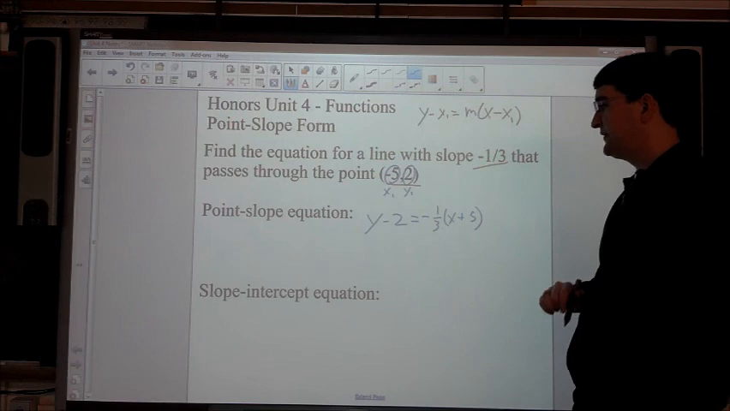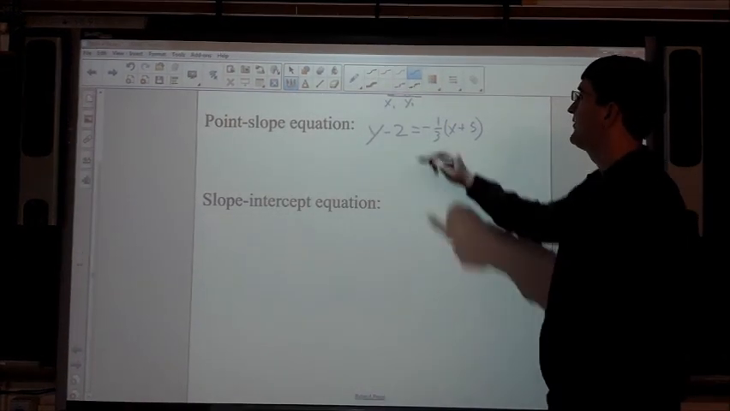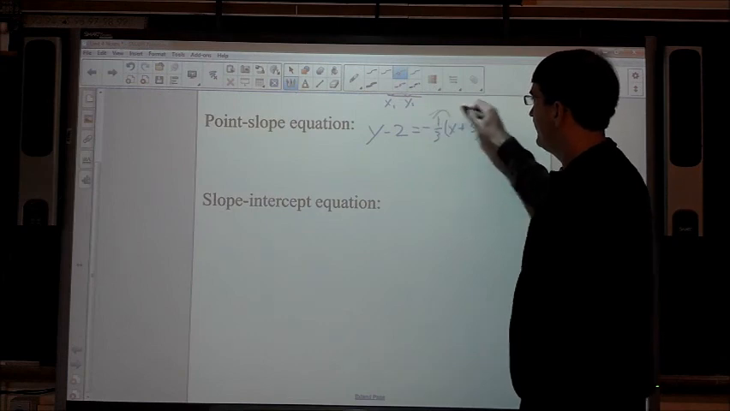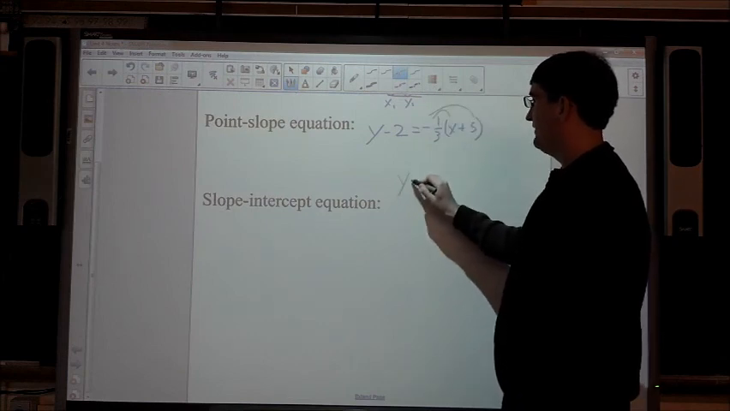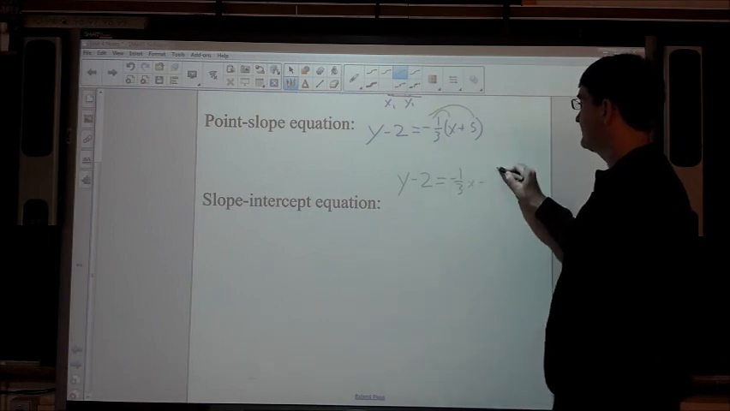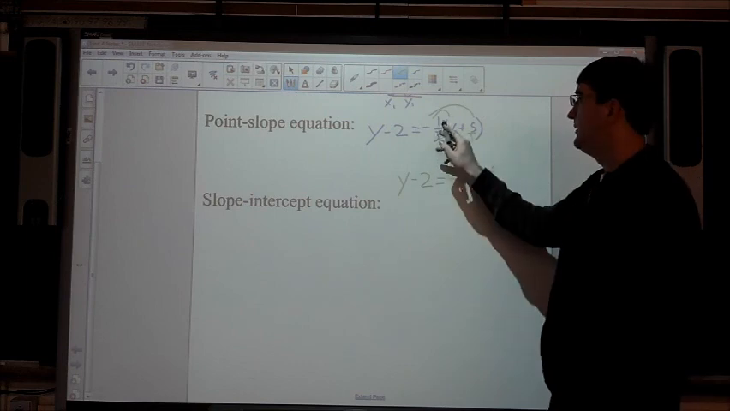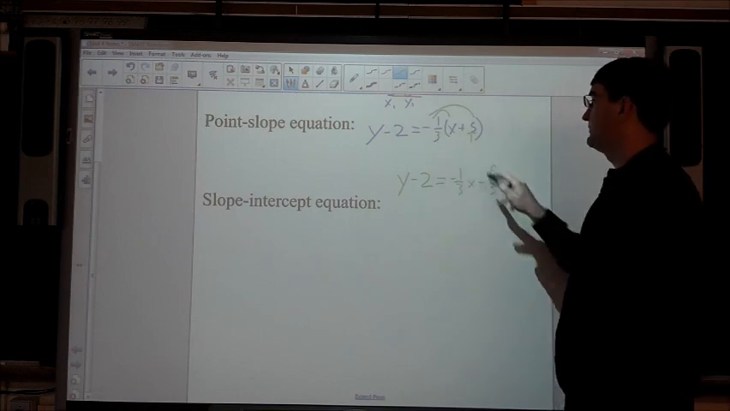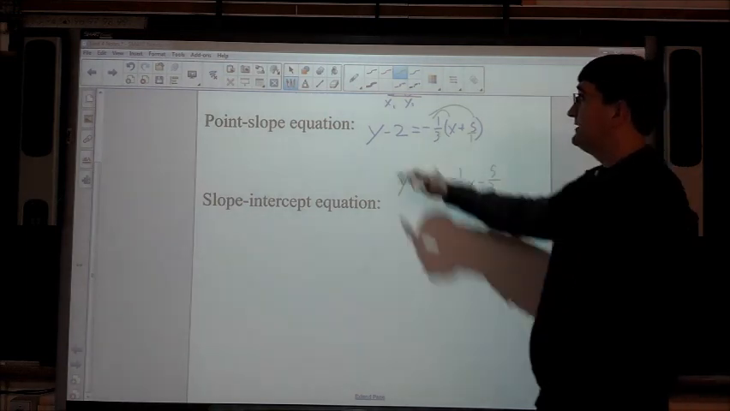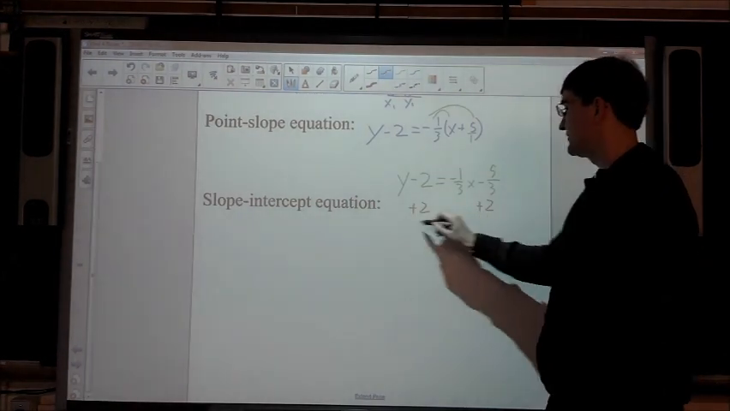When we want to convert this to slope-intercept form, then it's just a matter of solving for y. So I'm going to take that negative 1/3 and distribute it. I get y minus 2 is equal to negative 1/3 x minus, well, 5/3, because remember I could write that as 5 over 1, and then 1 times 5 is 5, and 3 times 1 is 3. And now if I want to finish, I got to add 2 to both sides, plus 2 plus 2.